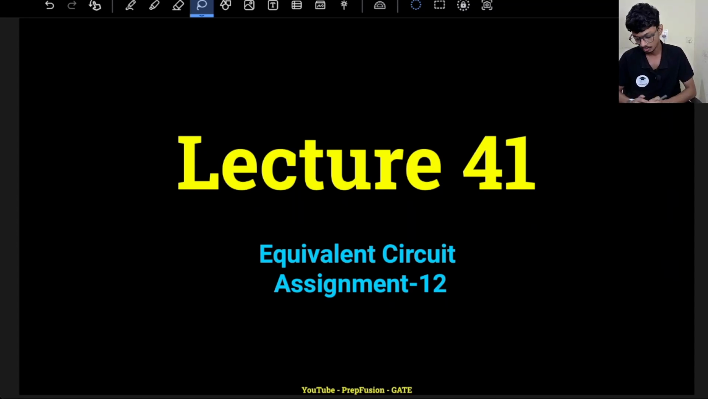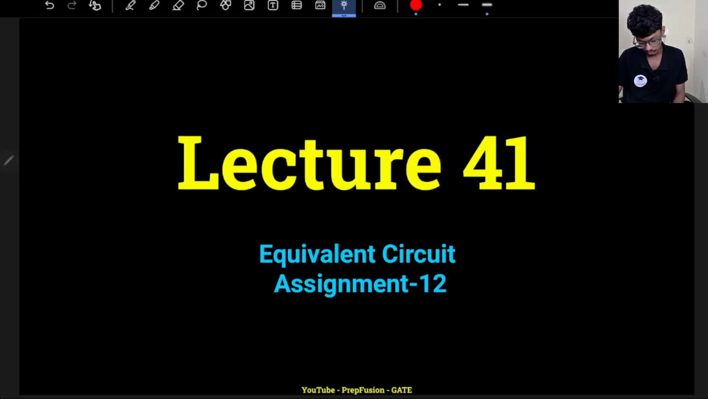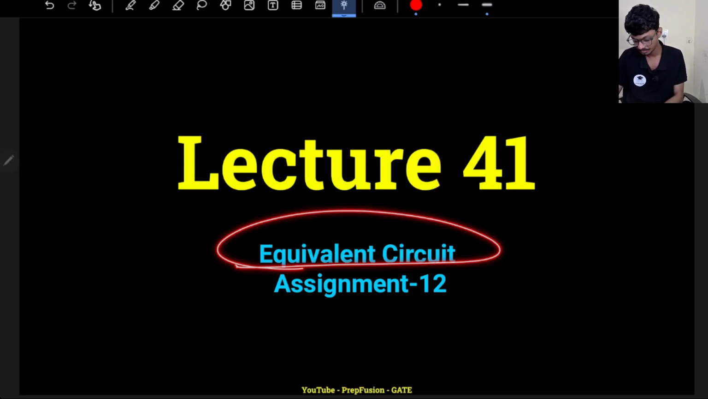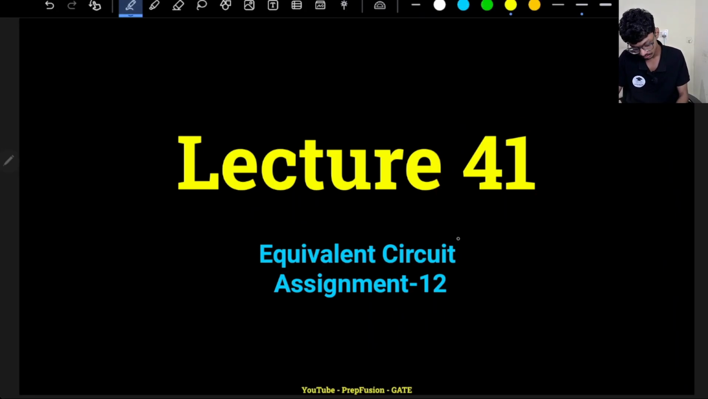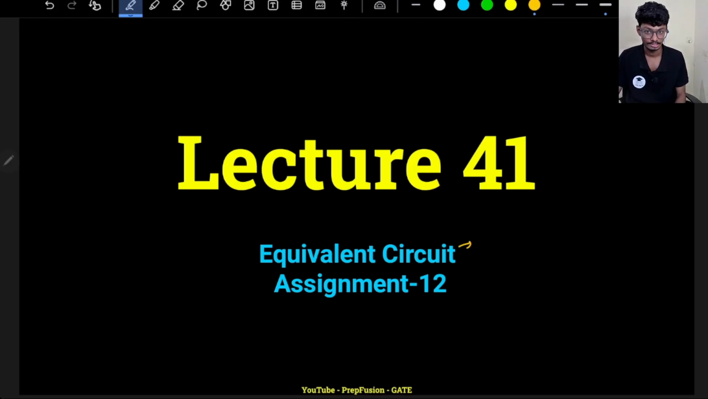I'm Anish and today we will start with lecture 41 of induction motors. Today we will discuss the equivalent circuit, which will be almost similar to a transformer, or we will make it similar to a transformer for our own analysis purpose. We will see how it is similar to transformers and why it differs from a transformer. Also, we will do the solutions.